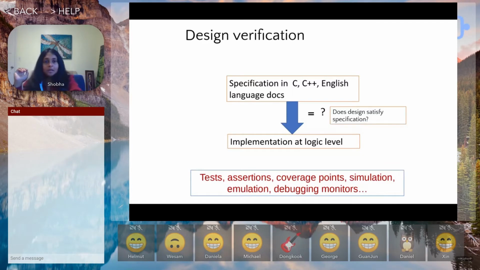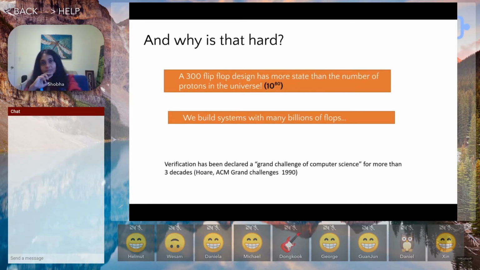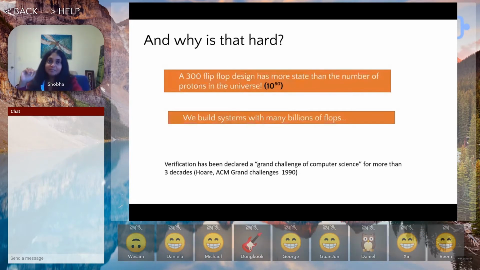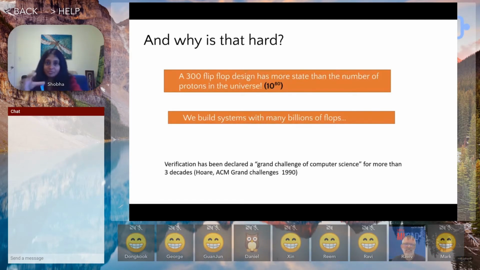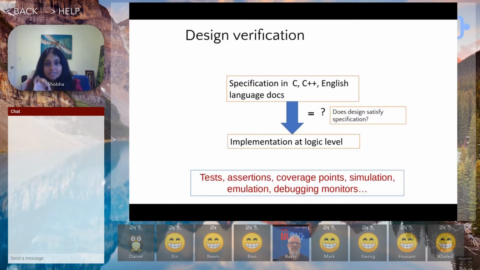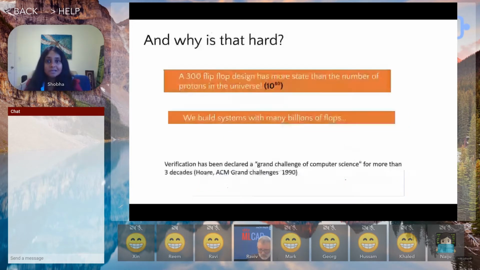So why is that problem hard? And why do I think that the price of the lunch is being paid by the complexity of verification? A 300 flip-flop design has more state than the number of protons in the universe. There's about 10 to the 80 protons in the universe, and an ALU generally, or a design with a small wishbone protocol, has much more state than that number. We build systems with many billions of flops. So the kind of complexity that we are talking about, in order to correctly answer the question, does the design satisfy the specification? That complexity is impossible to achieve with the systems that we have built.